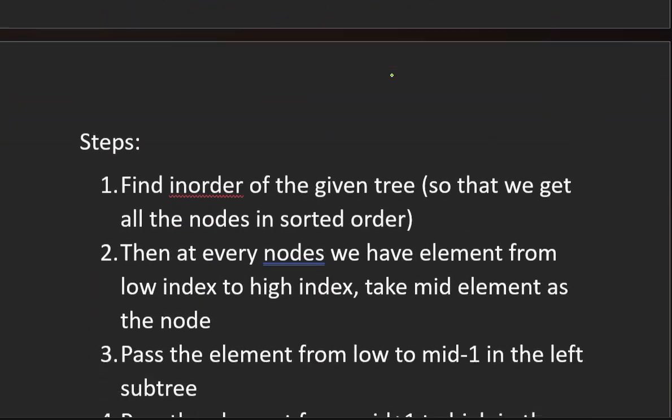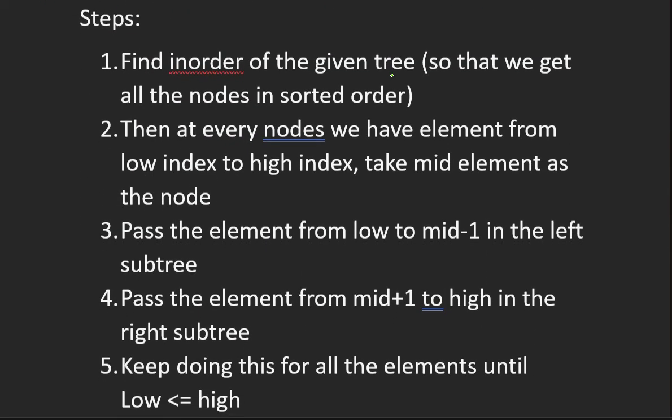So let's see the overall steps. First of all, we have to find the in order of the given tree, because in order will give us the nodes in the sorted order, right? And then at every node we have the elements from low index, that is initially 0, to the high index, that is the total number of elements.